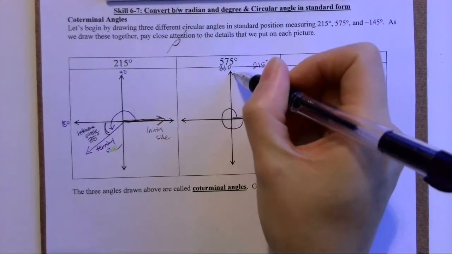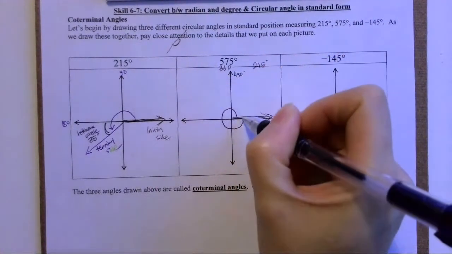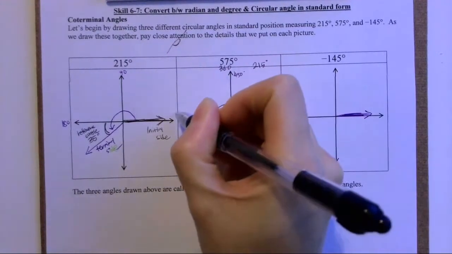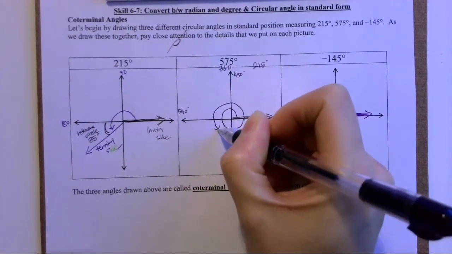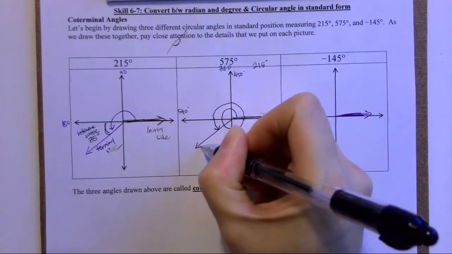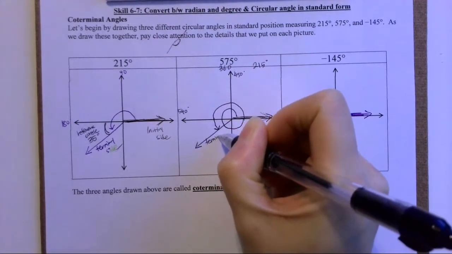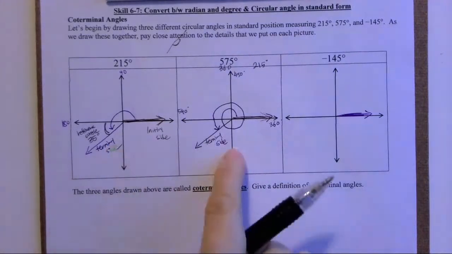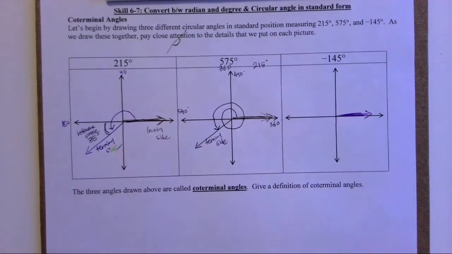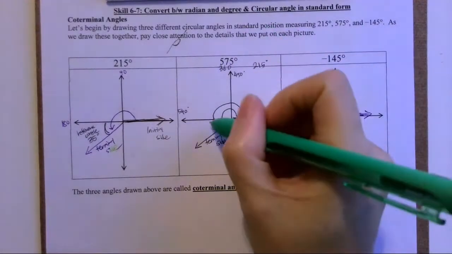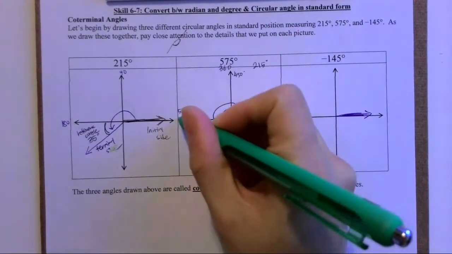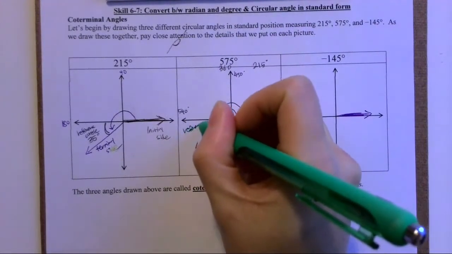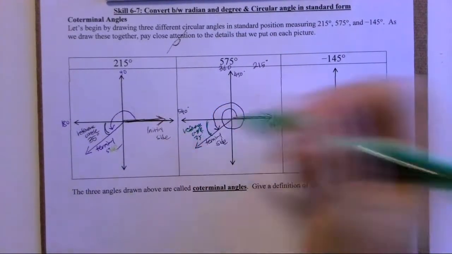So I get where? 450. Keep going. I need to go 90 more to get 540. How much more do I have to go? About 35 more. And I end over here. There's my terminal side. Notice those two angles look very similar. What will the reference angle be for this angle of 575 degrees? Right here, right? The reference angle is formed with the terminal side and the x-axis. And it'll be 35 degrees as well.